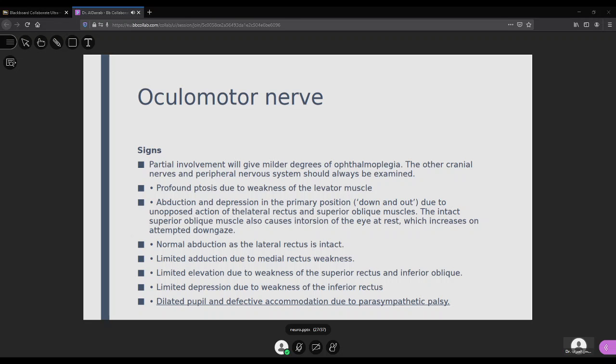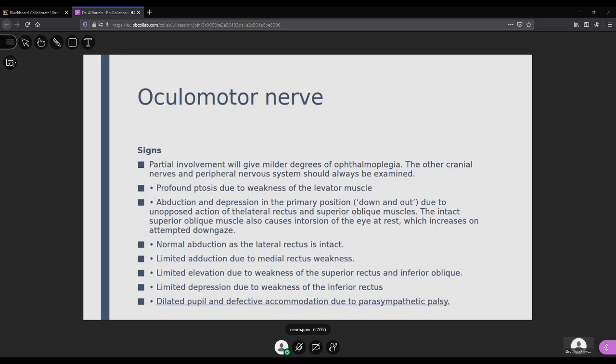Signs: partial involvement will give a milder degree of ophthalmoplegia. Ophthalmoplegia is paralysis of the movement. The other cranial nerves and peripheral nervous system should always be examined. Any ocular nerve damage, you should always do a nervous system examination, the other cranial nerves should be examined, and you should do sensory everything.